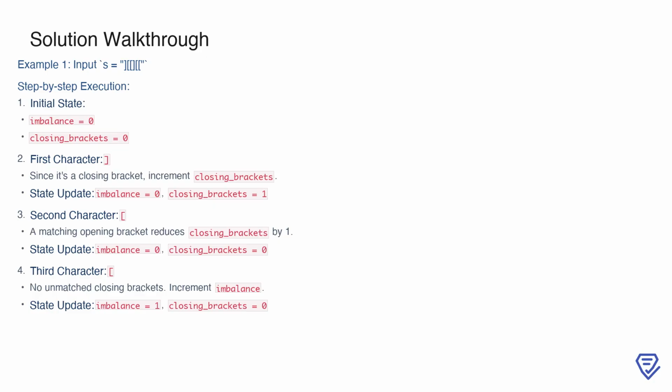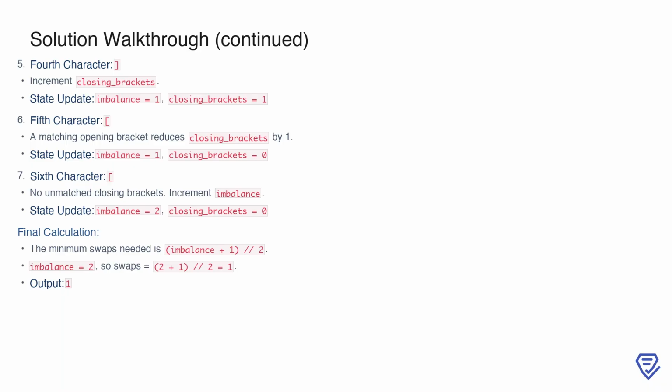For the third character, another opening bracket, there are no unmatched closing brackets to pair with, so we increment imbalance. At this point, the state updates to imbalance equals 1 and closing_brackets equals 0. Next, we evaluate the fourth character, which is a closing bracket. Since it doesn't have a matching opening bracket, we increment closing_brackets. The state now becomes imbalance equals 1 and closing_brackets equals 1.